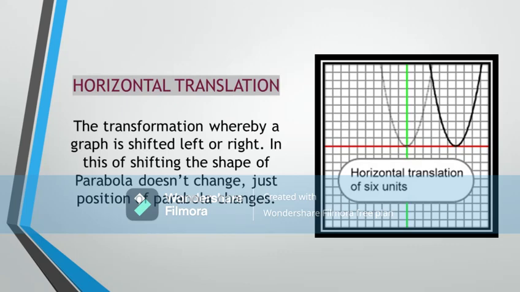Horizontal translation, the transformation whereby a graph is shifted left or right. In this kind of shifting, the shape of a parabola does not change, just the position of the parabola changes, which is shown in the figure. The graph in gray color, while the horizontal translation is shown in black.